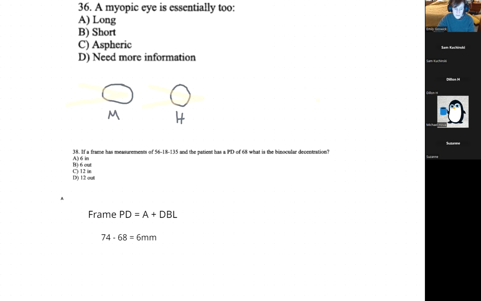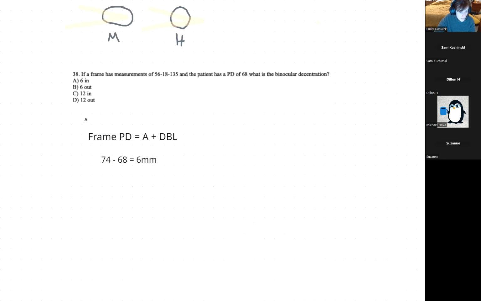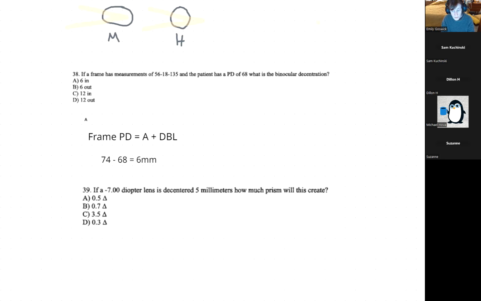All right, so next, I believe we have another frame PD question. Let's do that one. Oh, we have a good Prentice's rule question. Let's do that. So the question is, if a -7 diopter lens is decentered 5 millimeters, how much prism will this create?